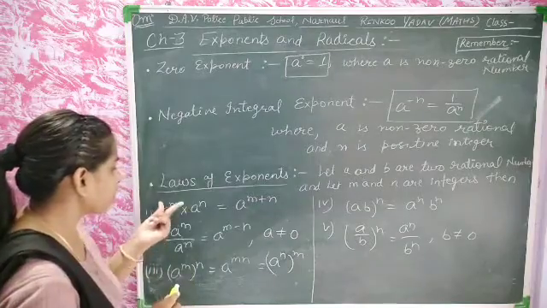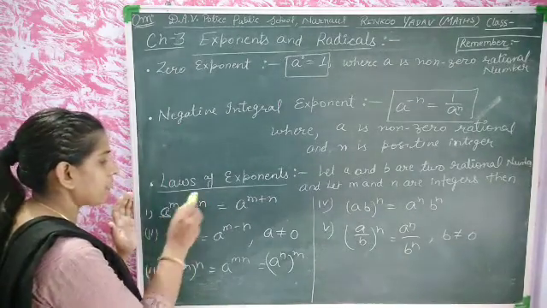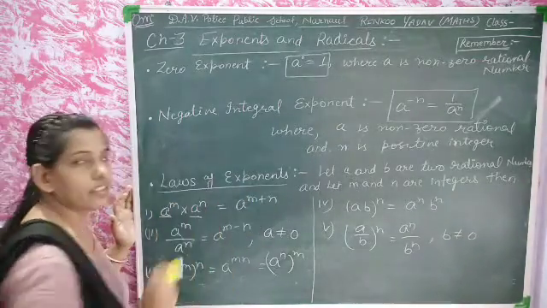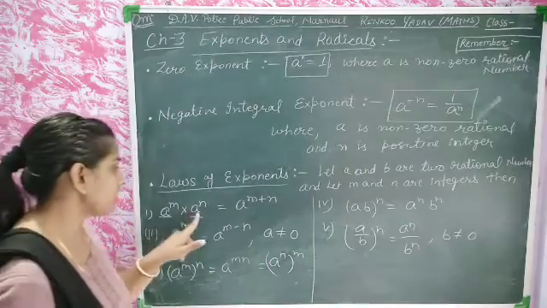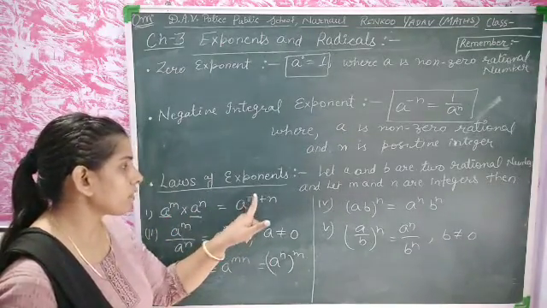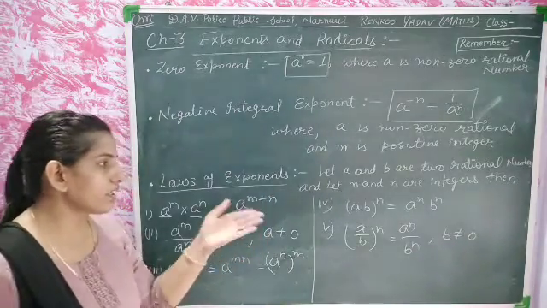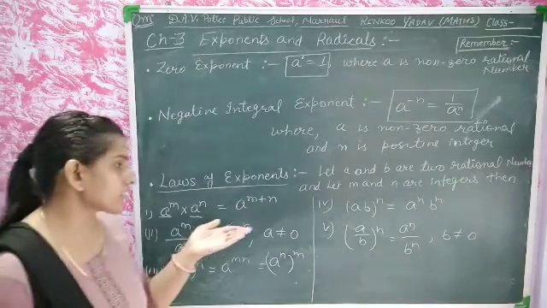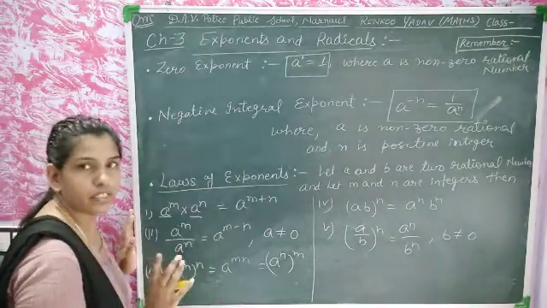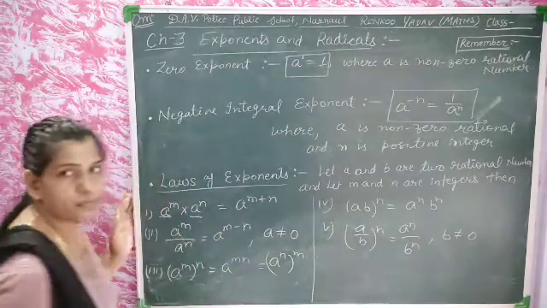If a to the power m into a to the power n, the base is the same, then the powers are added. This is a to the power m multiplied by a to the power n, which is a to the power m plus n. Is this clear? We have already done these examples in the 7th class. So students, we are doing it directly: a to the power m into a to the power n is a to the power m plus n.